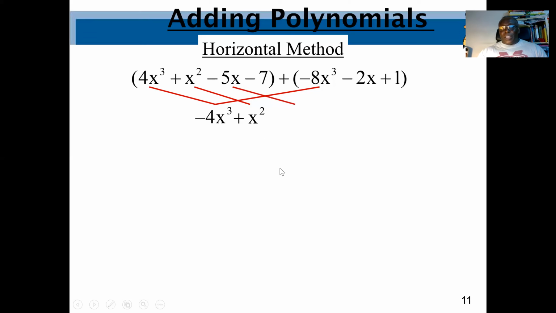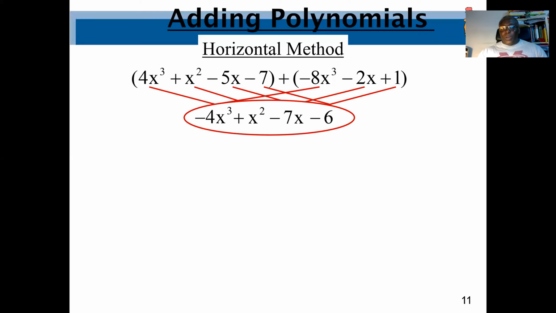Then next we have negative 5x and negative 2x. It's negative, negative, so we keep the negative sign. Then we combine the two, so we get negative 7x. And the last will be our constant value, negative 7 plus 1, and that will give us negative 6. So this will be our solution.